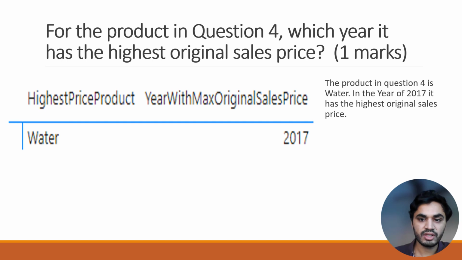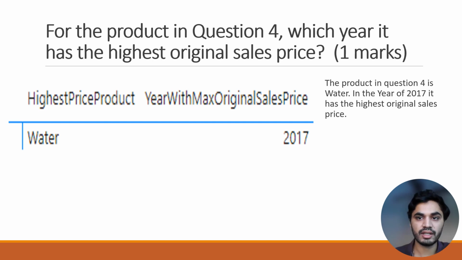Next question is which year it has the highest original sales price. The product in question 4 is water. In the year of 2017, it has the highest original sales price. This information is visualized in the below matrix. This is to use Power BI to find the product that had the highest initial sales price in a given year.